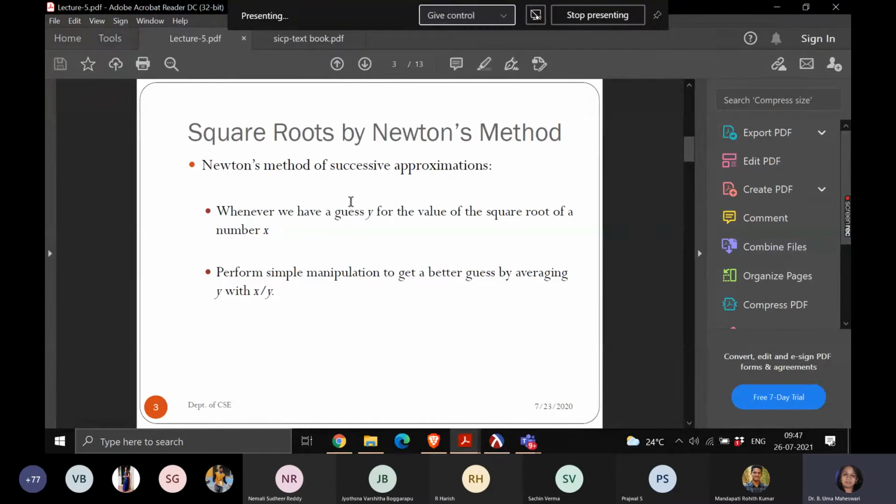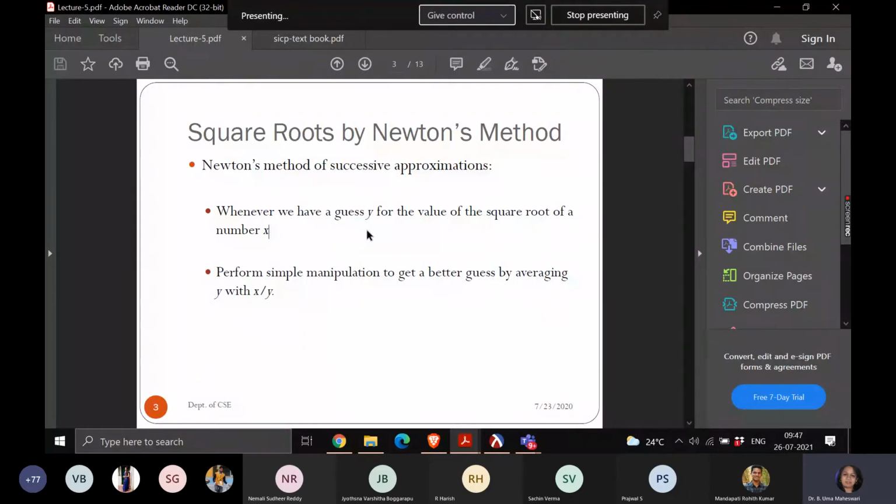Okay, so whenever we have a guess, there are two important steps involved here. Whenever we have a guess y for the value of the square root of a number x, given a variable x for which we are going to find the square root, I will have an initial guess y. So how do we find a guess for the square root of x?